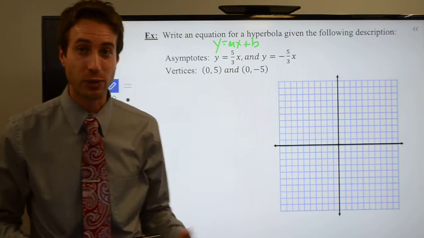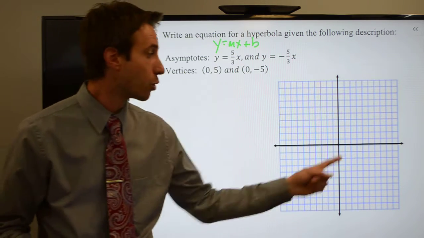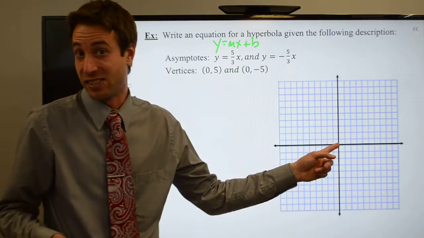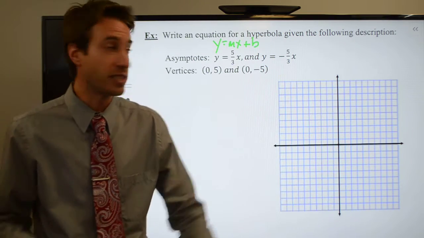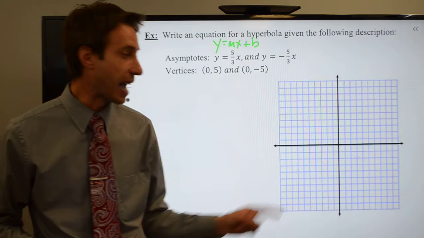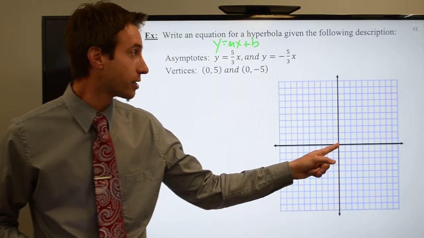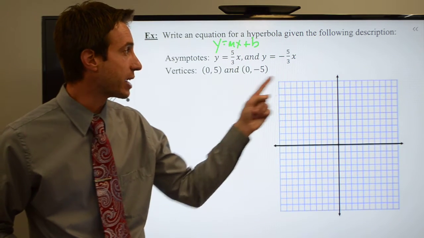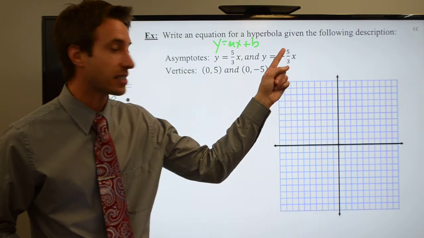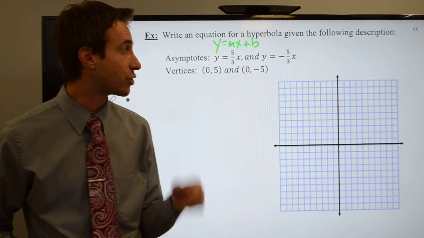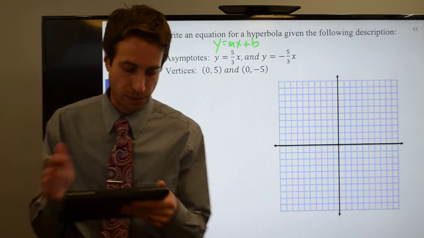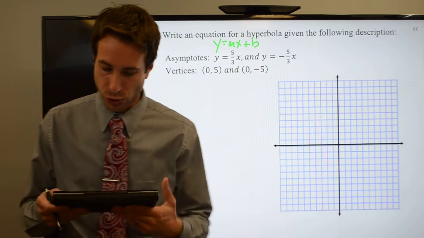So these are actually really easy to graph. Both of the lines will go through the origin because b is 0. My y-intercept is 0. And each of those lines, when they go through that y-intercept, are going to have a slope of 5/3. This one will have a slope of minus 5/3. So let's go ahead and just graph those asymptotes right away. I'll do them in red.